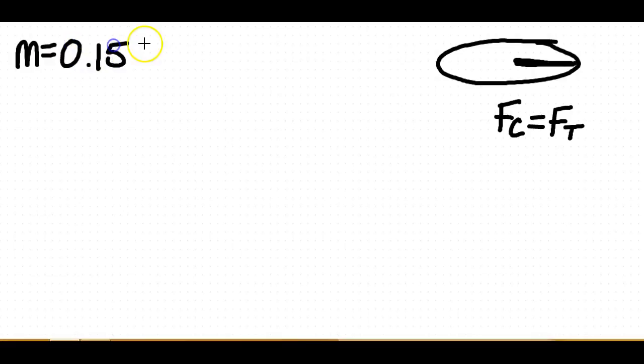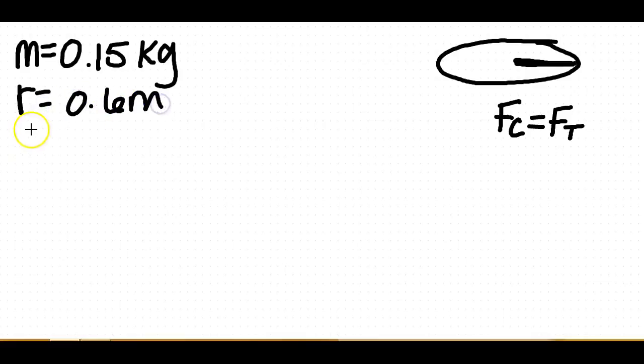And there is a force of tension, which is keeping the string intact, which is why it's swinging around a circle. And that, in this case, is going to be equal to centripetal for a horizontal circle. So for this problem, what we have is a ball on a string, which is 0.15 kilograms of mass. The radius of the circle that it makes is 0.6 meters. And it is going to make 2 revolutions every second.